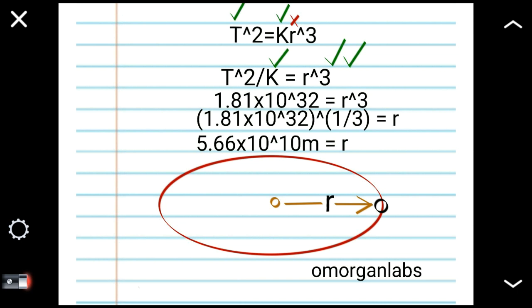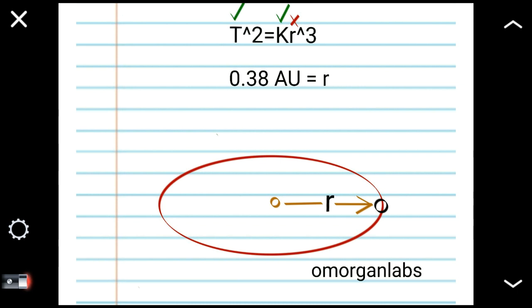This number is well and good, but a lot of times in astronomy, things in space, we use AU. So it's 0.38 AU equals R. AU, an astronomical unit, is the distance from the Earth to the sun. So now you have kind of a better feel of how far this object is from the star. It's almost like 1/3 the distance that the Earth is from the sun.